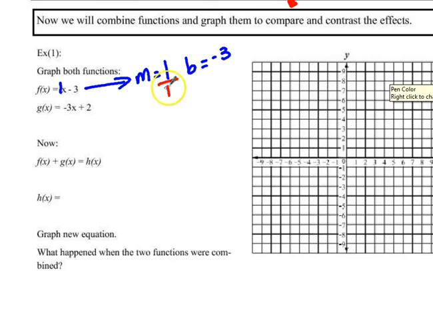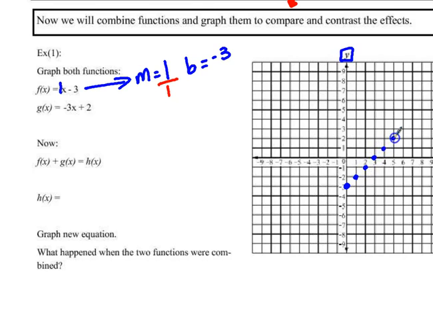Which one do I start off with first, m or b? Which one comes first in the alphabet? It's your b, so you're going to start with the b. So I'm going to go down 3, and there it is, because it's my y-intercept, so that's where I always start, somewhere on the y-axis. Now my slope is 1/1, so I'm going to go up 1/1, up 1/1, up 1/1.